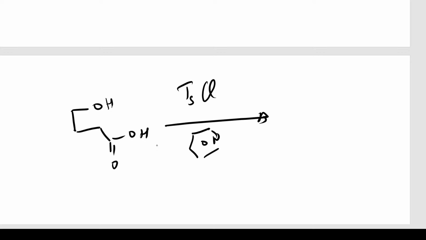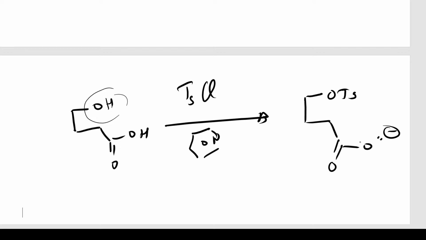It's a good question. Do you activate this position first or this one? The most reactive is this position, so you form O tosylate, O minus, then you attack, because this one is more reactive than this one.